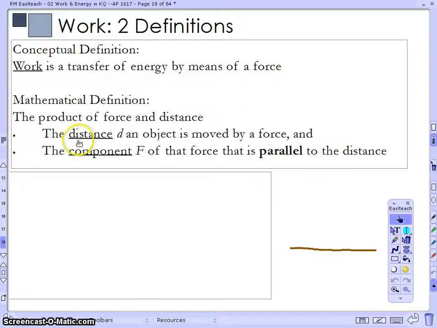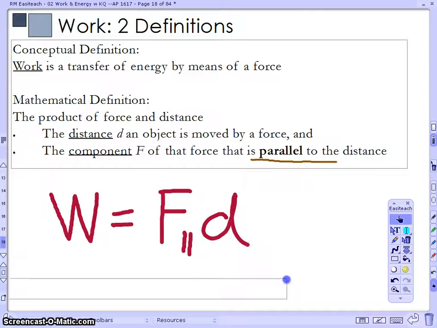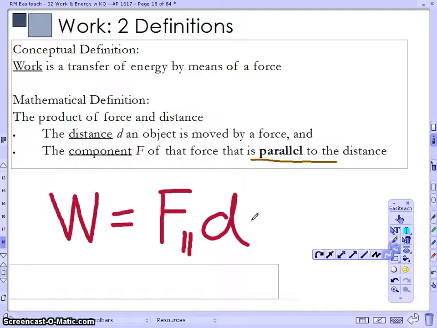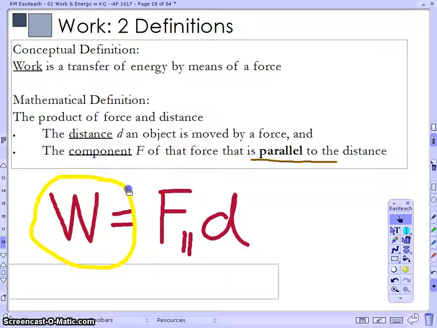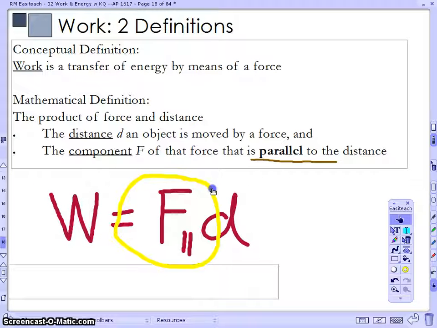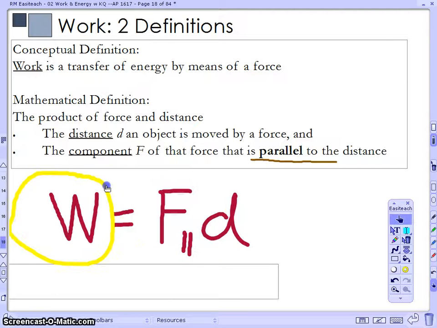And here's a mathematical definition. It's a product of force and distance, but be careful. It's only the parallel component. And here's the equation. Notice that's not watts, that's work. It's a scalar quantity, by the way. You should write that down. It's a scalar, even though force is a vector. What we're saying is there's only a certain portion of the force that actually does work sometimes. Sometimes. Let's look at an example.